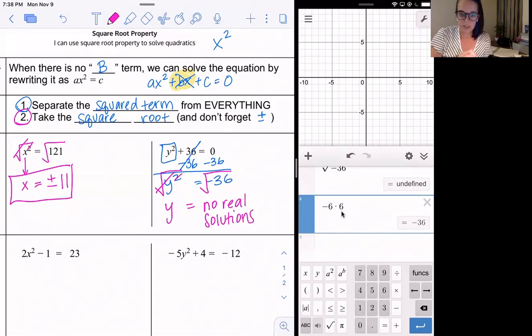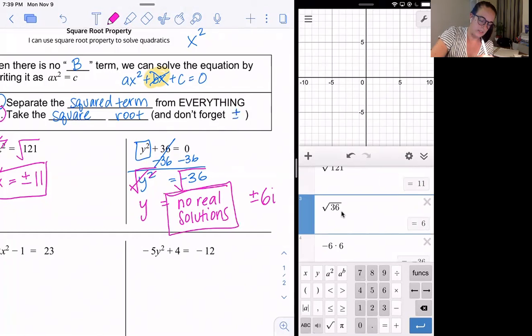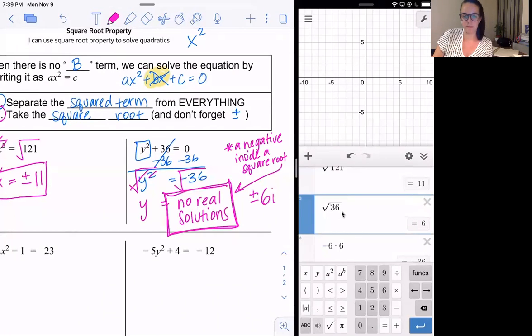There are two imaginary solutions. If you're someone who remembers the letter i, this is a situation where we'd have plus or minus 6i, because the square root of positive 36 is 6. And then i is how we represent the imaginary number set. For now, we're not going to do anything with that. We're just going to say no real solutions when we run into this problem. So a negative inside a square root equals this right here. Okay, awesome.